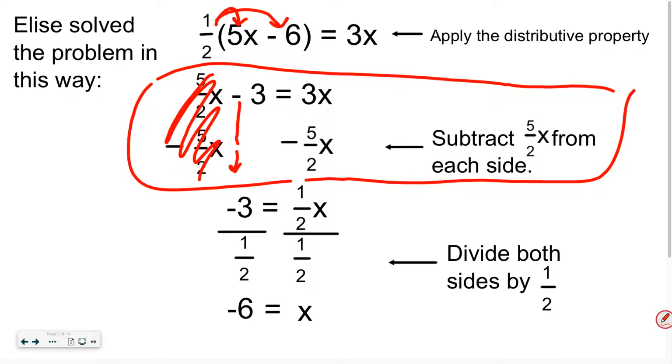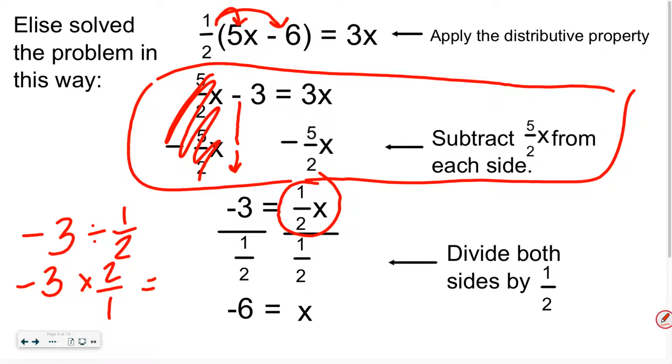Why'd she do that? So she can get her x. So she can get x by itself. Because what's happening here between x and a half? X is being multiplied by 1 half. So to undo that, we divide. Negative 3 divided by 1 half is the same as negative 3 times 2, which would give us negative 6. A lot of us still get a little worried when we see those operations with fractions. Okay? Is there any other way?